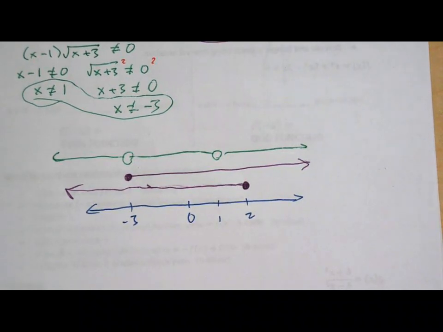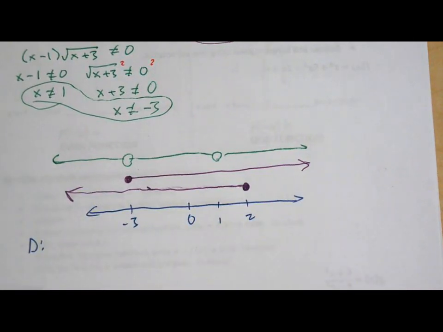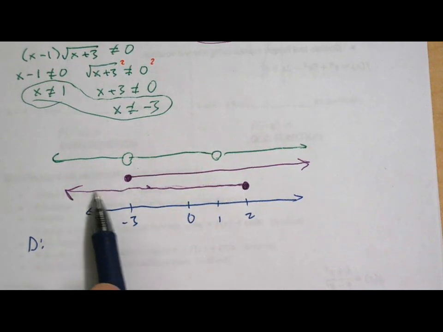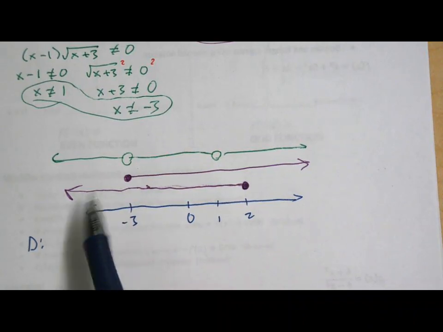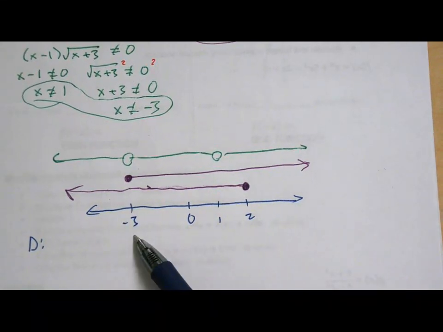So my final domain is going to be the intersection of all three of these graphs. It's going to be anything that's covered by all three of the graphs. Okay, so I'm going to start from the left to the right and ask myself, are all three graphs overlapping? So are all three graphs overlapping in this region right here? All three of them? I see one of them, two of them, but not this one. So not here. What about at negative 3?